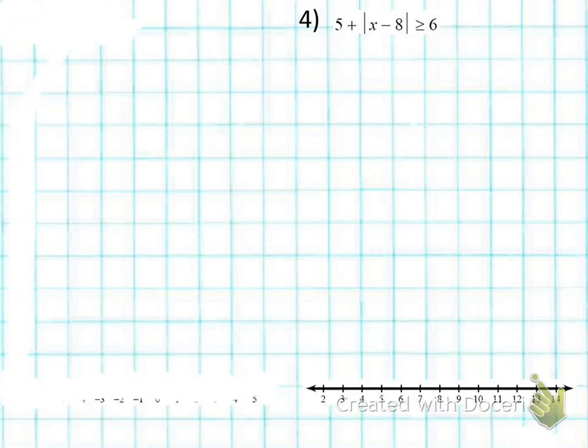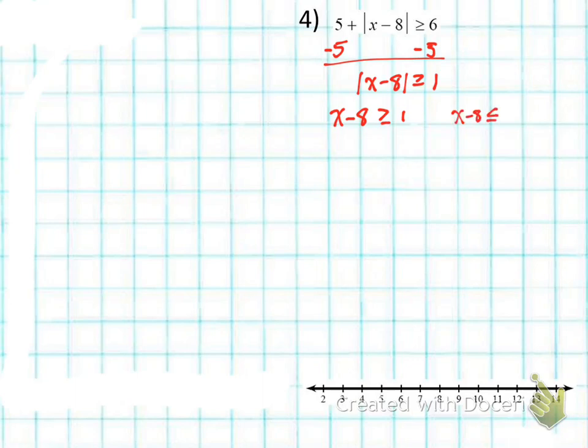Now be careful with number 4 and how you write your final answer, because number 4, you never know if they are overlapping or not. Okay, so on number 4, we need to isolate the absolute value. We have to subtract 5 first, of course. When we do that, we get the absolute value of x minus 8 is greater than or equal to 1. So we got x minus 8 is greater than or equal to 1, and then x minus 8 is less than or equal to negative 1.